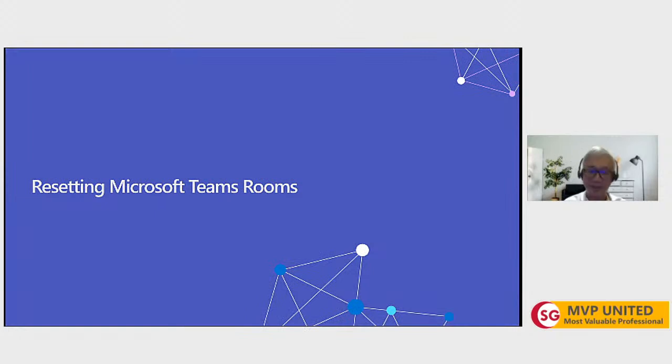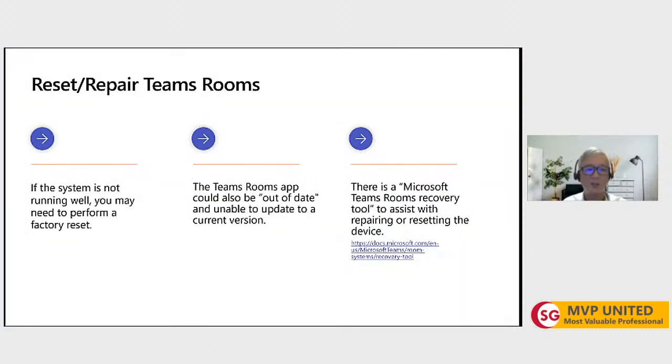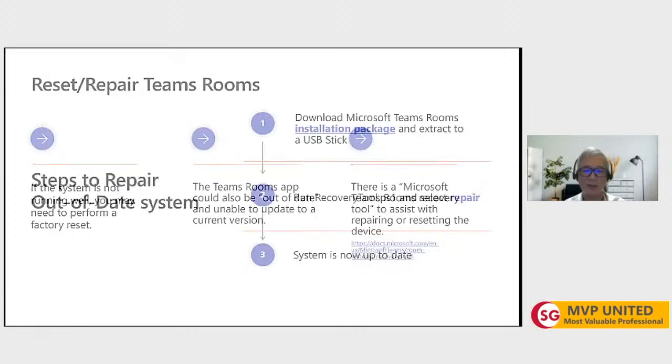So finally, let's talk about resetting the Teams Room. From time to time, you may want to reset it for certain reasons. For example, if the system is not running well, you may need to perform a factory reset, or you have missed a lot of updates and your Teams Room application is so old that it's unable to update to a current version, or other reasons. There is a tool that Microsoft provides, called the Microsoft Teams Room recovery tool, to assist with repairing or resetting the device. I provide the link there for you to read more about it. I'll cover the process very quickly in the next few slides.